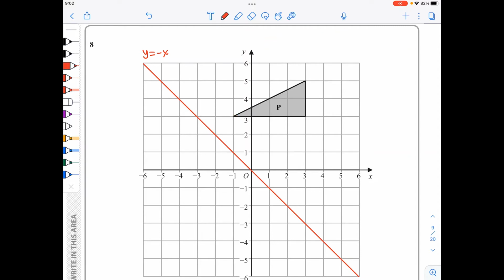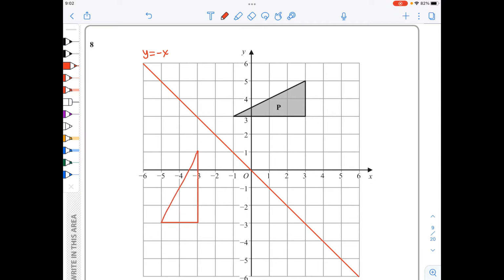So it's going to be here. I'm going to do a similar thing with this vertex here, which is at 3, 3. It will go to minus 3, minus 3. And finally for the third vertex, and this will give triangle Q here.